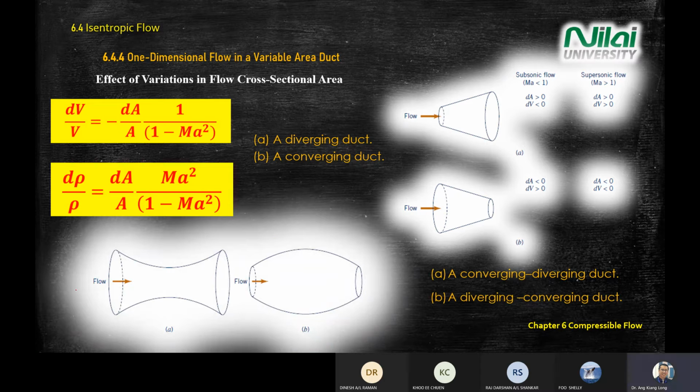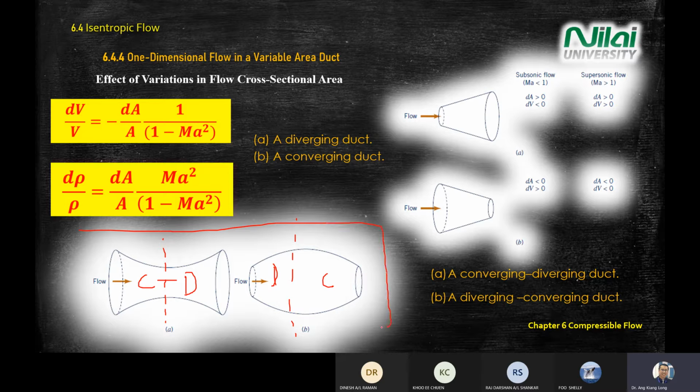All right. Again, this is a converging, diverging duct. This is the definition: small to big becomes diverging, big to small becomes converging. So this diagram A on the left is a converging, diverging duct. On the B diagram here is a diverging, converging duct.